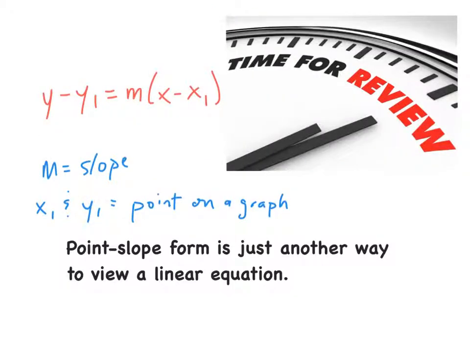So now this is just a quick time for review. Remember that the point-slope form equation is y minus y1 is equal to m times the quantity of x minus x1. M is the slope. x1 and y1 are points on the graph that will be given to you. And the reason why we're doing this, point-slope form is just another way to view a linear equation. This is just to get your mind thinking on different ways to view the linear equations.